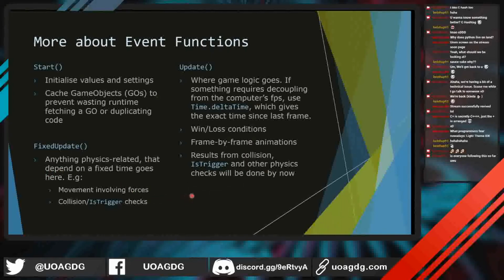Something I should mention is game inputs like keys or mouse buttons or your numpad or whatever. They're usually done in Update, because Update usually runs faster than FixedUpdate, because Update isn't linked to your physics checks.